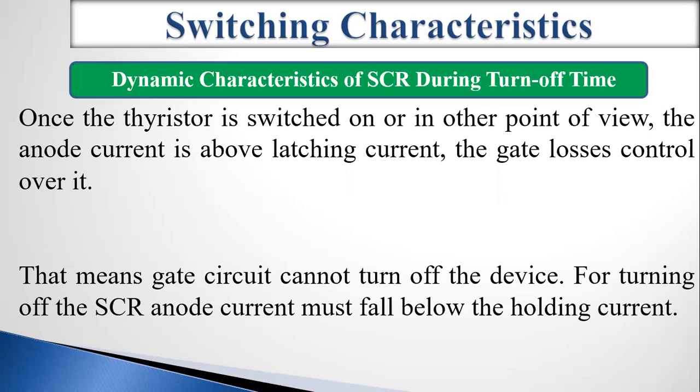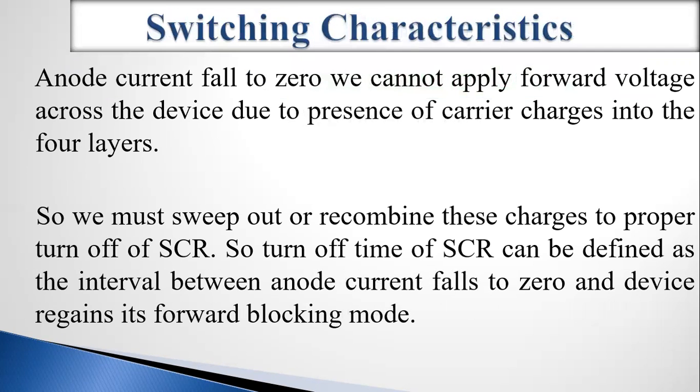So now we will discuss the dynamic characteristic of the SCR during the turn off time. Once the thyristor is switched on, that is, once the anode current is above the latching current, the gate loses control over it. That means the gate circuit cannot turn off the device. For turning off the SCR, the anode current must fall below the holding current. Even when the anode current falls to zero, we cannot apply forward voltage across the device due to the presence of carrier charges in the four layers. So we must sweep out or recombine these charges for proper turn off of the SCR. The turn off time of the SCR is defined as the time interval between the anode current falling to zero and the device regaining its forward blocking mode.